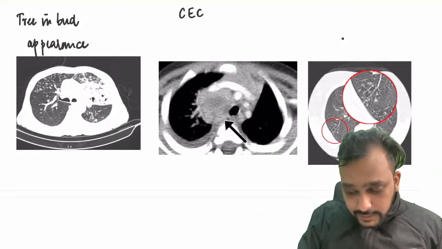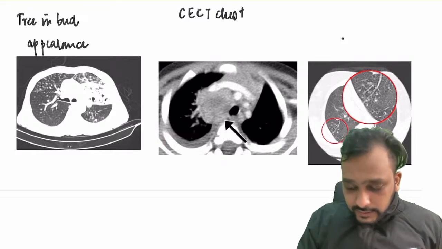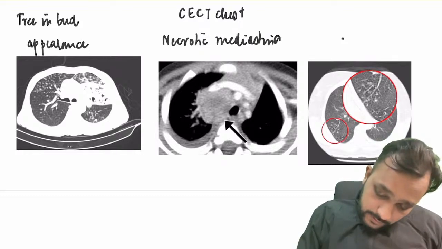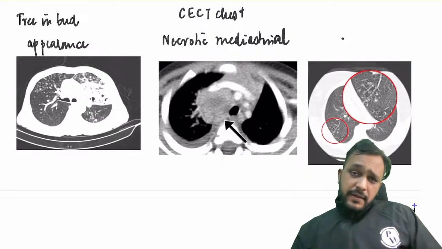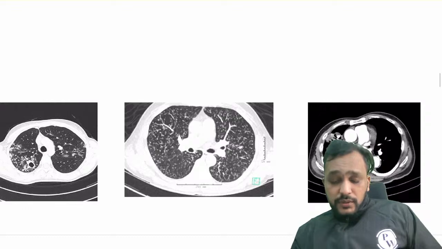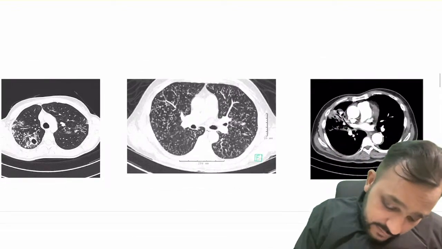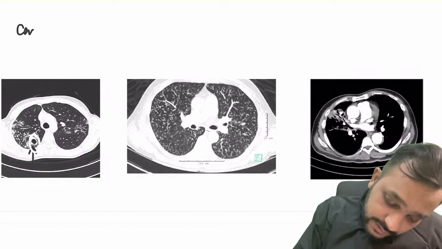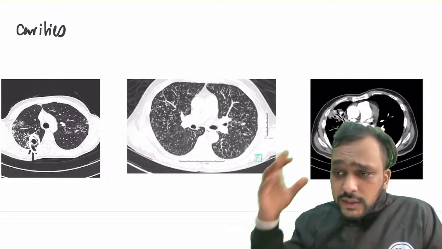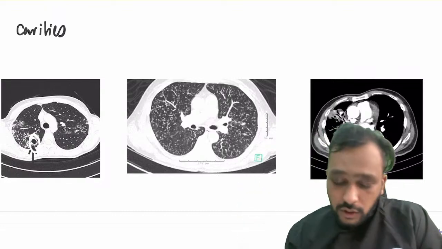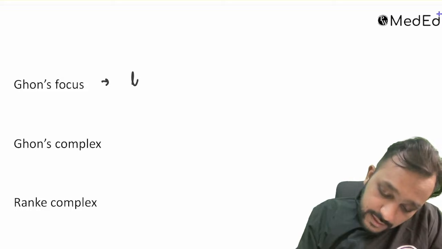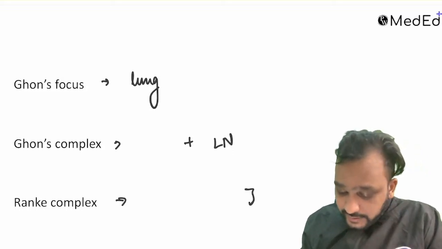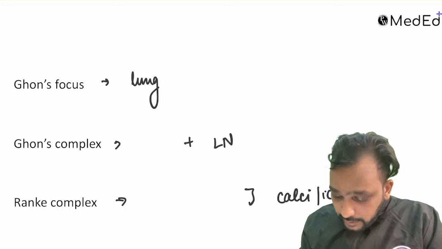And if I look at the CECT chest images, you will see multiple necrotic mediastinal lymph nodes. These are the two most important features as far as tuberculosis is concerned. And you can have other patterns also. You can see the formation of cavities. These cavities can be seen within secondary tuberculosis. You can also see the nodules. Yes, this is the parenchymal lesion, Ghon focus. When the lesion is present within the lung, it is a Ghon focus. When it is present within the lymph nodes, it is a Ghon complex. And when there is calcification of the Ghon complex, it is known as Ranke complex.